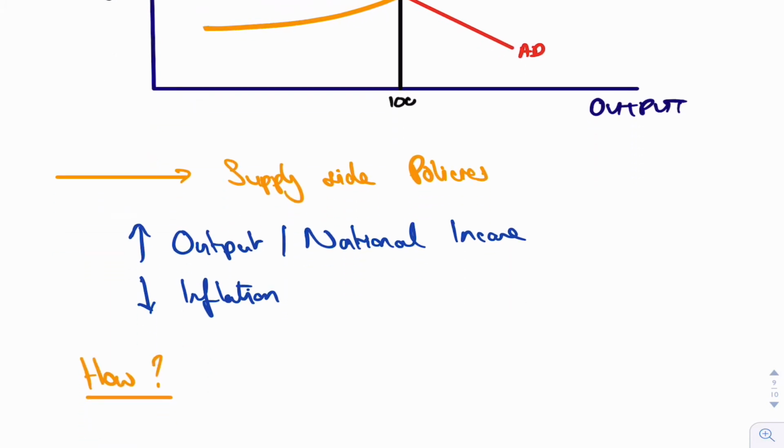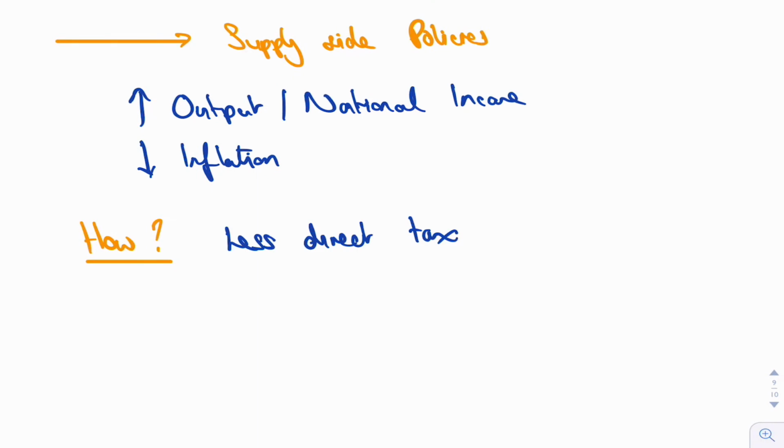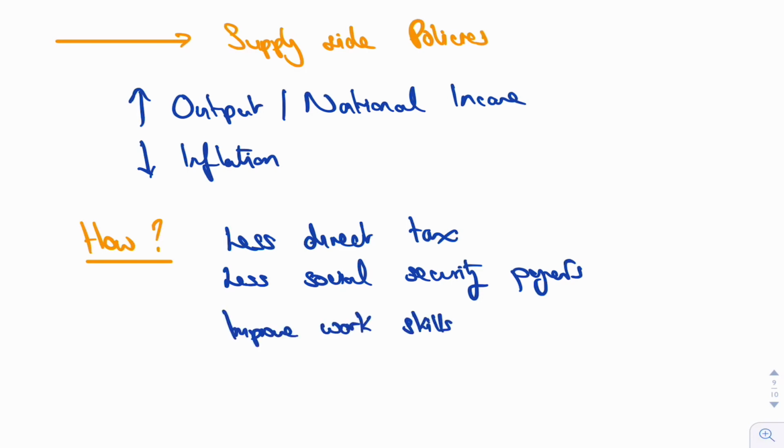So how could we supply more? Well, let's give the people who are buying things, let's give them more money, so less direct tax. Let's try and reduce the cost of making stuff, so less social security payments, so less labour costs. Improve the work skills so they can become more efficient, they can work more, and increase the supply.